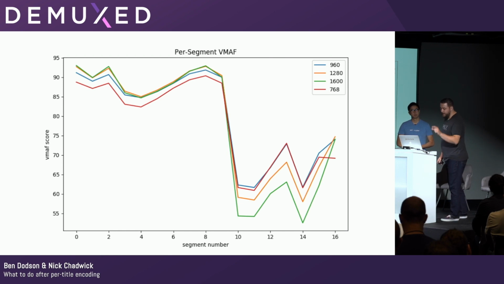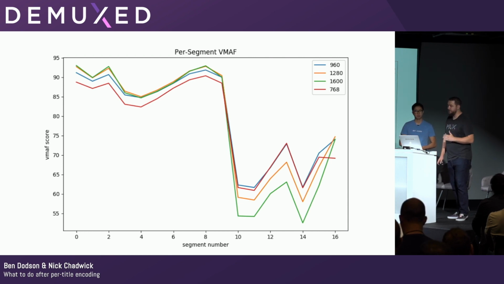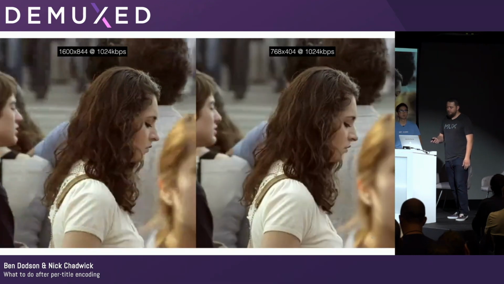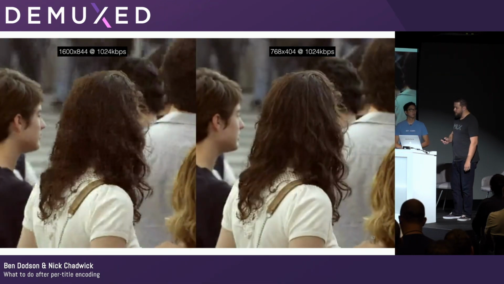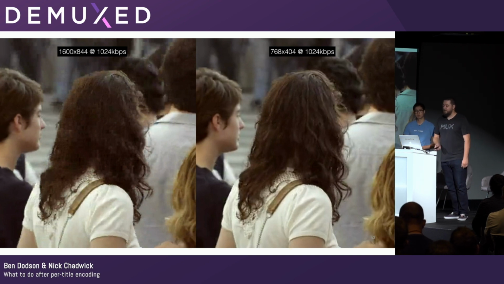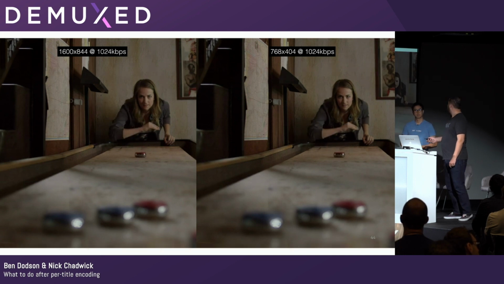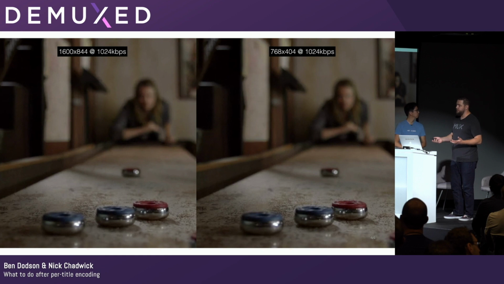In certain cases, we get a small VMAF bump at the start by using even 1600 at 1 megabit, 1600 by, I think, 844. But that quality quickly collapses much lower than even a 768. Take a look. Here, I'm showing you the 1600 by 844 versus the 768 by 404. And you can see that on this frame, we've done a terrible job of encoding on the left. However, with the next scene, we would have done a much better job if we had delivered a higher resolution.